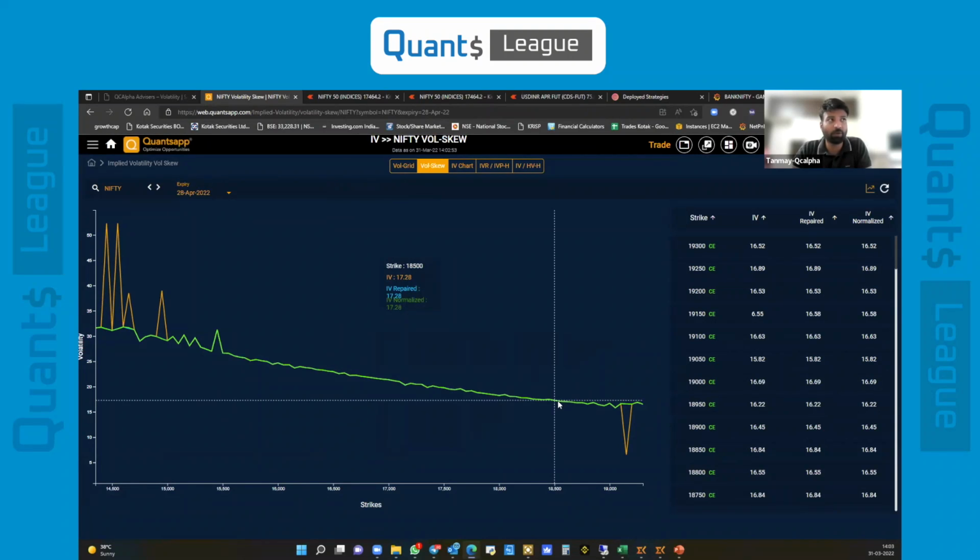Everybody follows the Black-Scholes model, which is shown in the prices. The implied volatilities are being shown using the Black-Scholes model. But then why is the model showing different prices for different strikes?